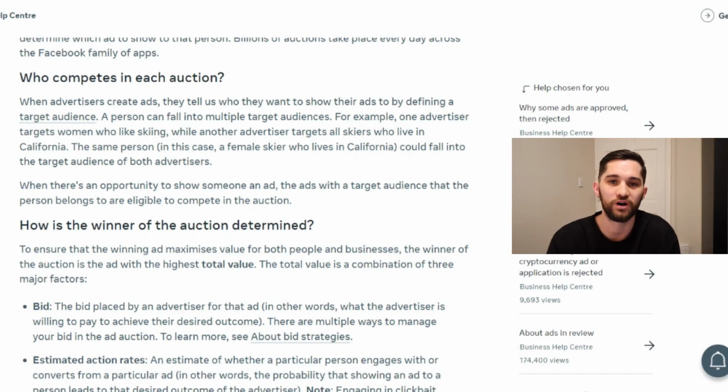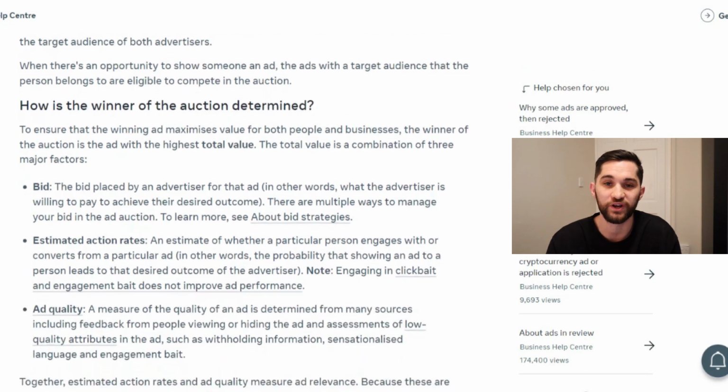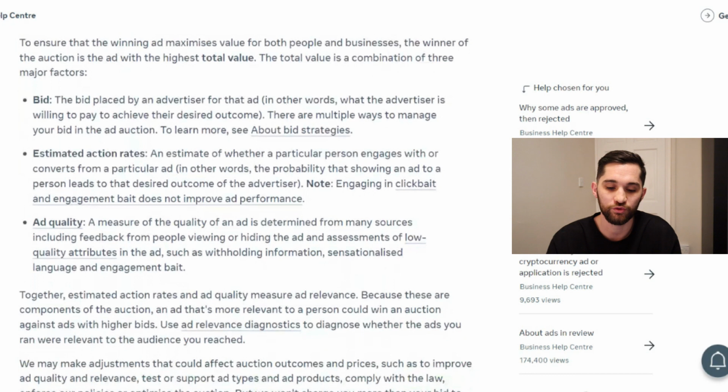Now the important part of this for you is how the winner of the auction is determined, and Facebook tells you directly. So the first one is your bid. So the bid for most advertisers out there, and I know for myself, most people leave that on automatic bidding. There are options to control this and actually choose your own bid levels, but it's more advanced stuff, and I wouldn't recommend it for anyone starting with Facebook ads for sure. So we can leave this one for now.